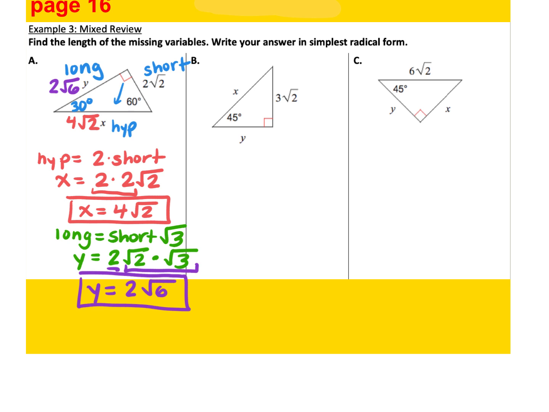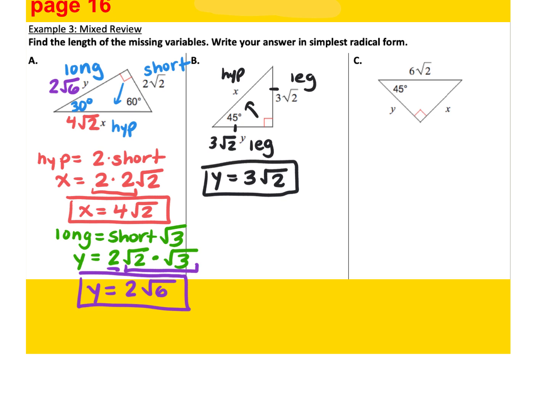For problem B, we are switching now to a 45, 45, 90 triangle. So in a 45, 45, 90 triangle, you still have your hypotenuse across from the 90, but both legs are the same. There's no long leg and short leg. They're just the same value. So right away, without doing any calculating, since the legs are congruent in a 45, 45, 90, we know that y must be equal to 3 root 2. Both legs are the same.